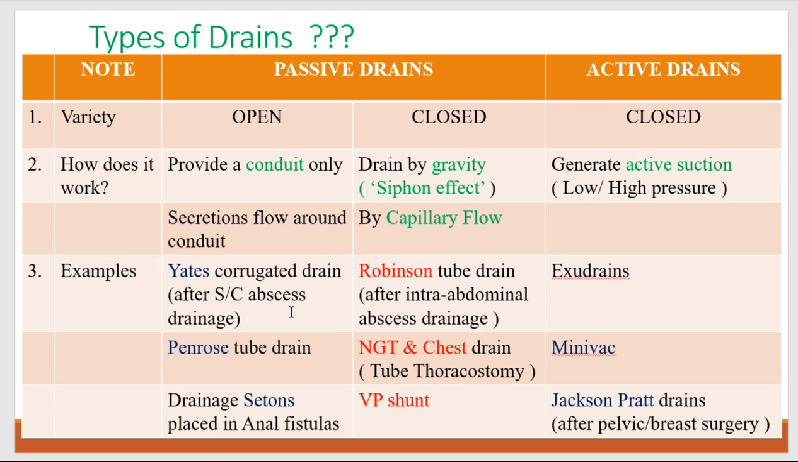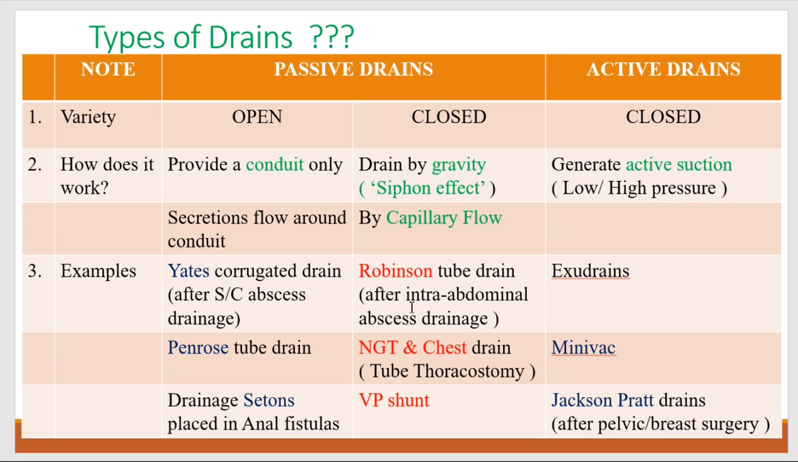Right? Yates corrugated drain, Penrose tube drain, and setons. So for open passive drain, we can remember the word PCS. P stands for Penrose, C stands for corrugated drain, S stands for setons.